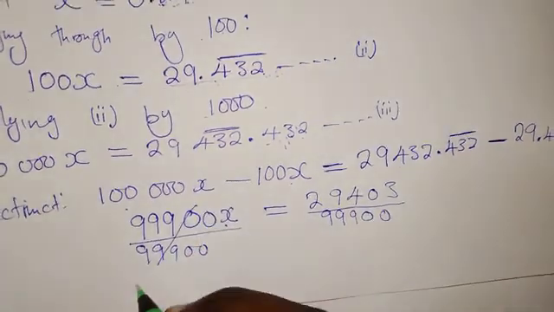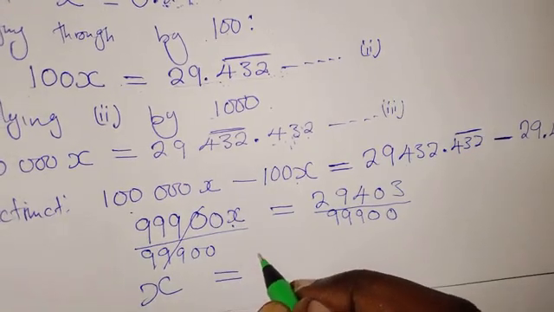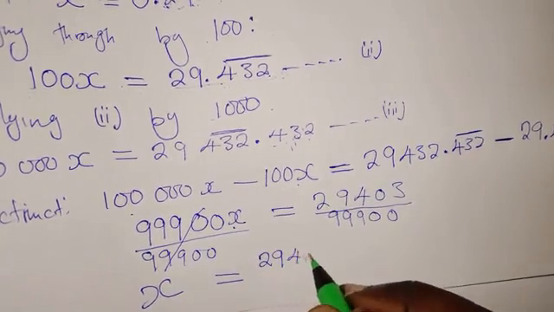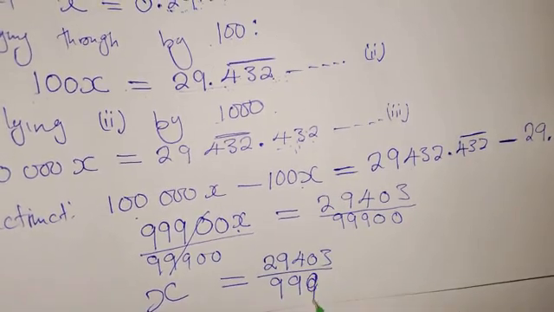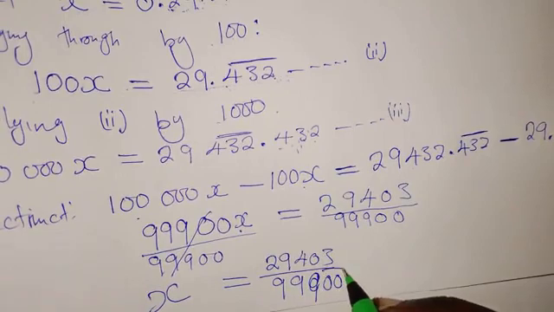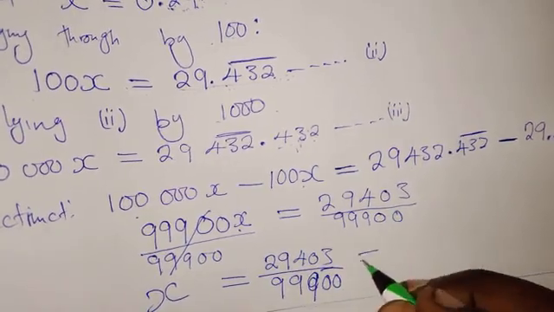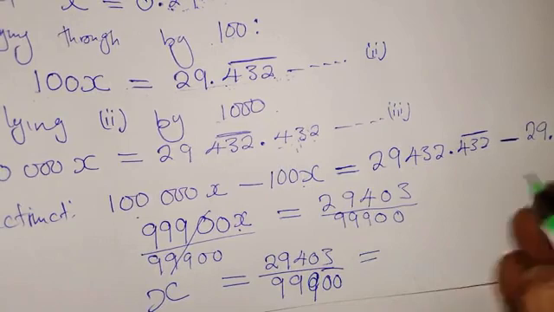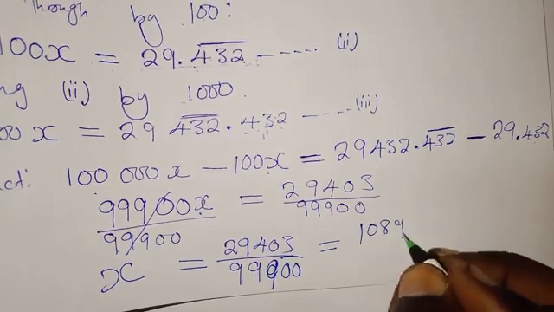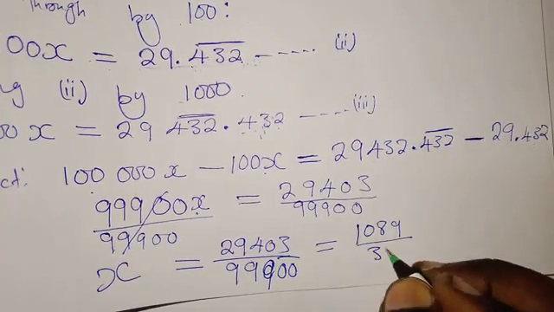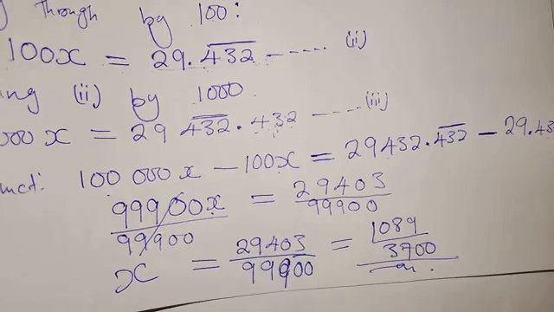99900, where my x will now be equal to 29403 over 99900 as a fraction, where if you find the lowest common denominator, or maybe simplify to lowest terms, we are going to have something like 1089 over 3700 in its lowest terms as a fraction.